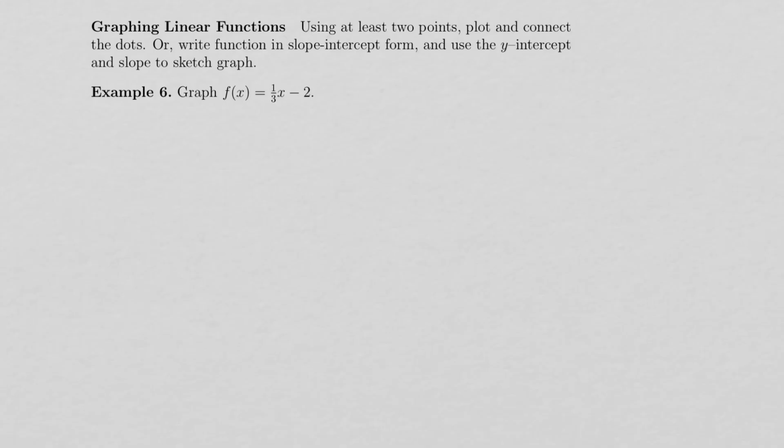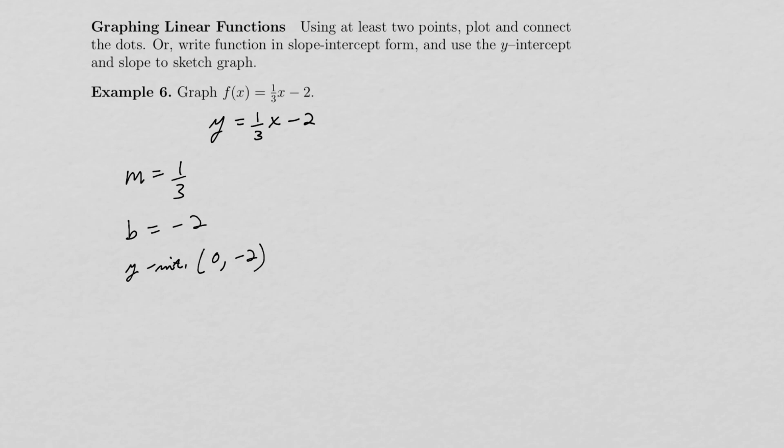This already has the form f of x equals 1/3 x minus 2, right? Or if you want, you can write it as y. We can go back to the equation form. This is the function form. This is the equation form. They're really the same thing. And in this case, it already has the slope-intercept form, right? We can interpret this. M must be 1/3, and then B must be -2, which means the y-intercept is 0, -2.